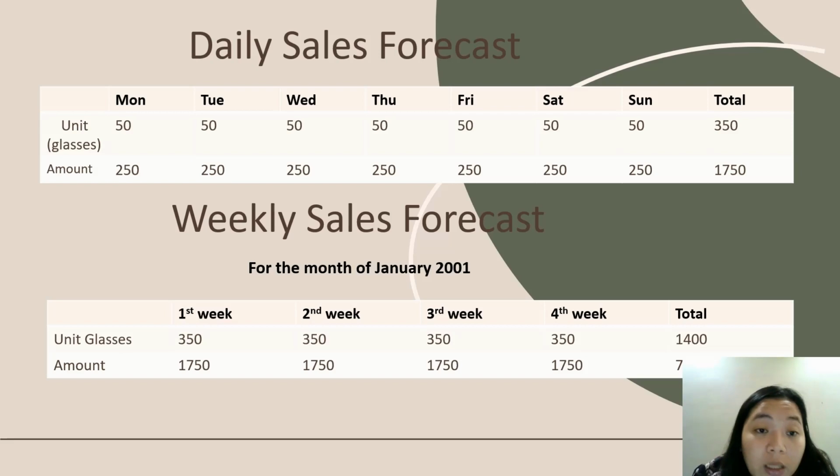Equivalent to that one, it's from Monday 250 pesos, and so on and so forth until Sunday. And then nakakuha siya og total nga glasses in 1 week, it's 350. So times 5 pesos for each of the glasses, 1,750 ang iyahang revenue. So we will check also the weekly sales forecast. So for the first week, same.